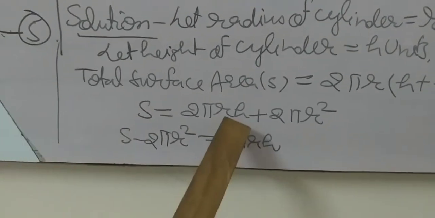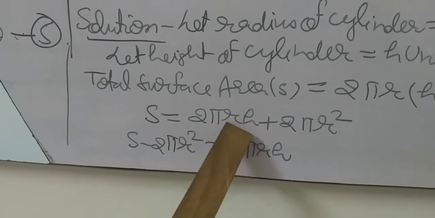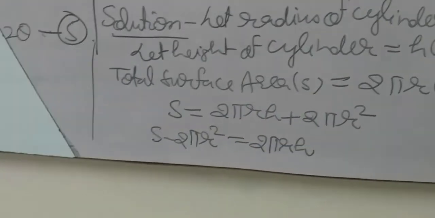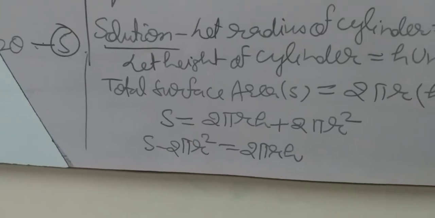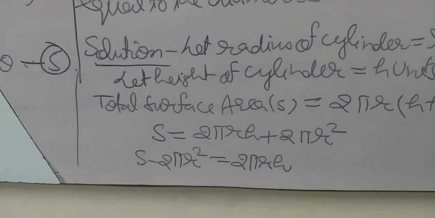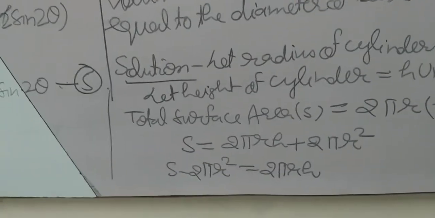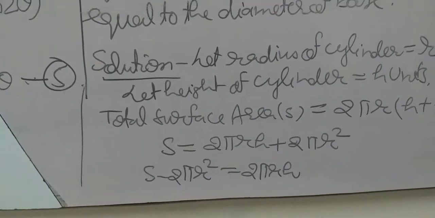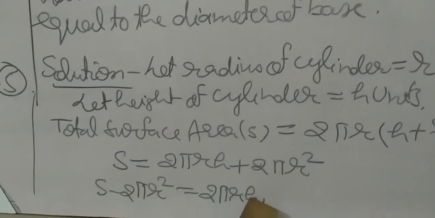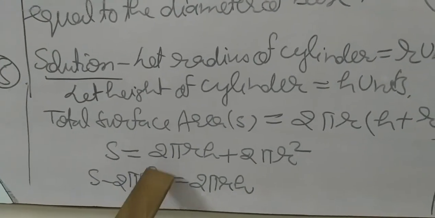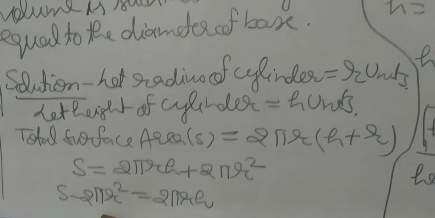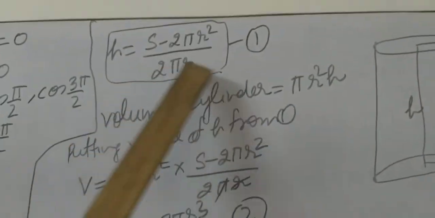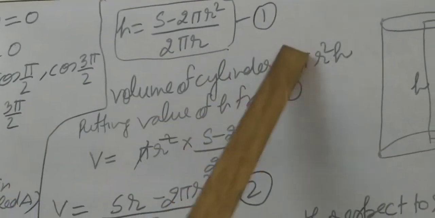So here two unknown values are there, r and h. So let us find out the value of one from radius or height. So h equals (S minus 2 pi r square) upon 2 pi r. This is the height, student. This is equation number 1.